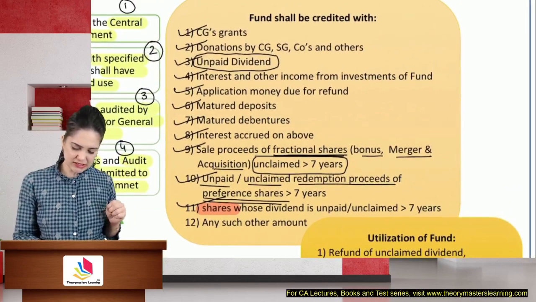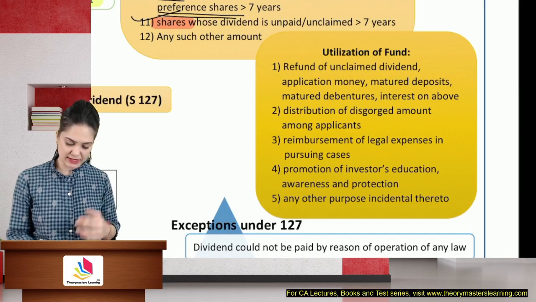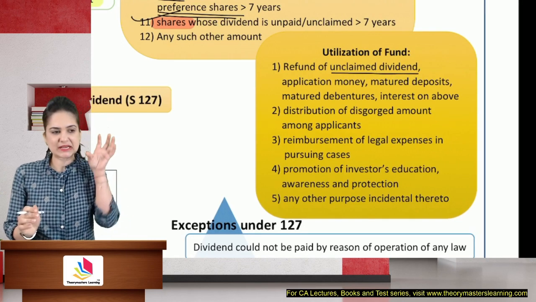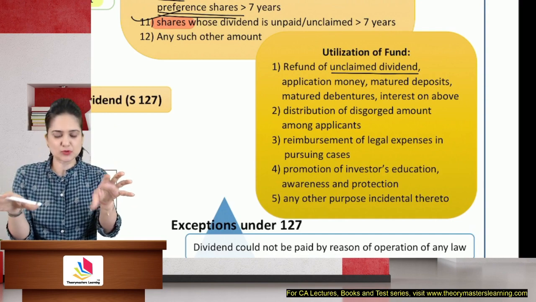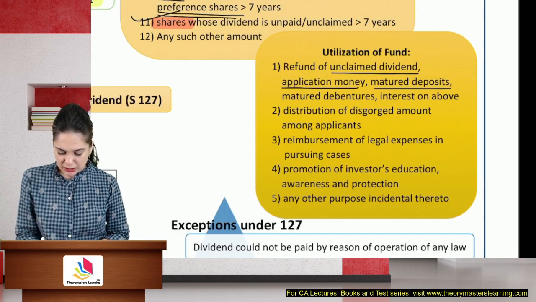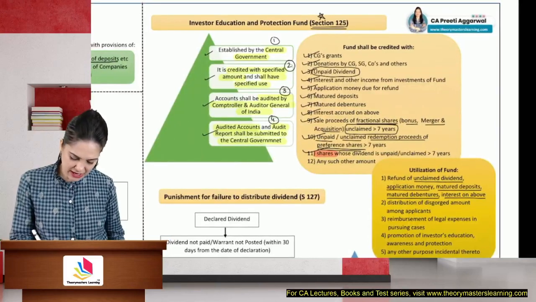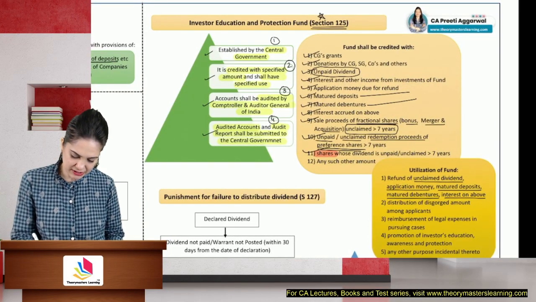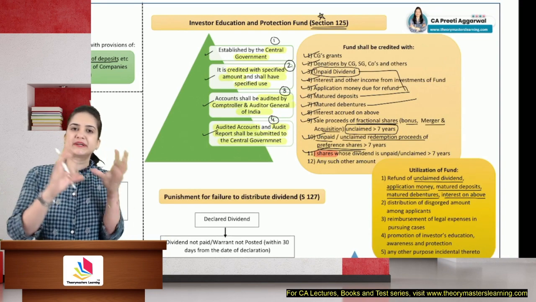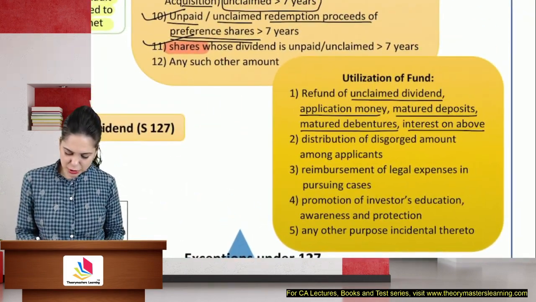So after crediting all this, let's see what the fund is used for. How will it be utilized? Refund of unclaimed dividends. See, if money is credited, money will be utilized for that purpose only. So unpaid or unclaimed dividend, application money, matured deposits, matured debentures, interest. We had credited the fund with that amount. Deposits were credited, debentures were credited, interest, unpaid dividend was credited, application money. Since you had credited that purpose, now people are coming to claim it, you will give it from this fund only.